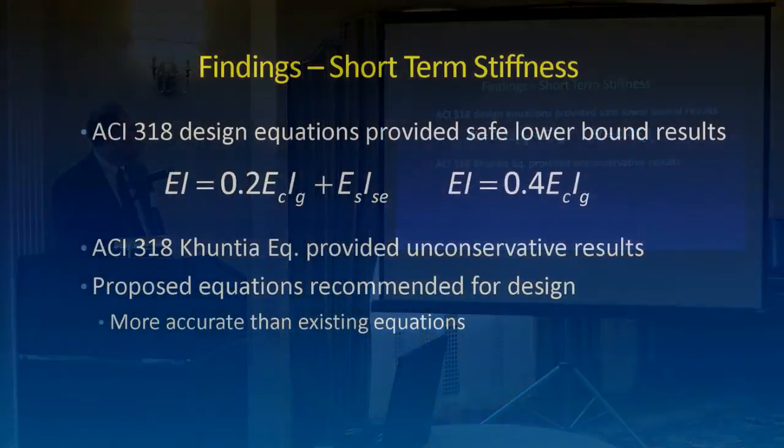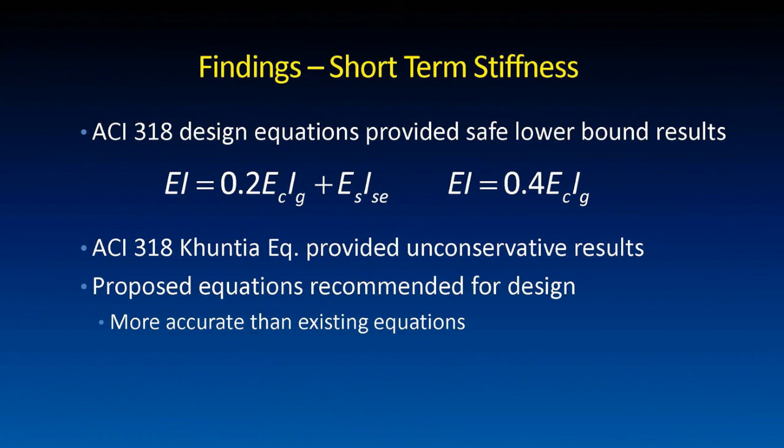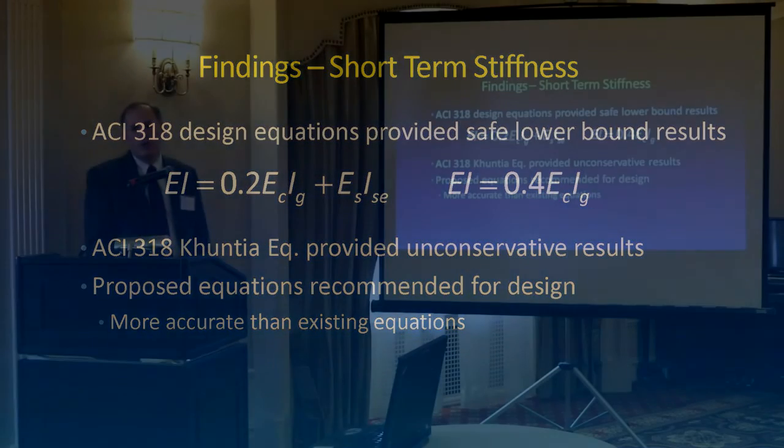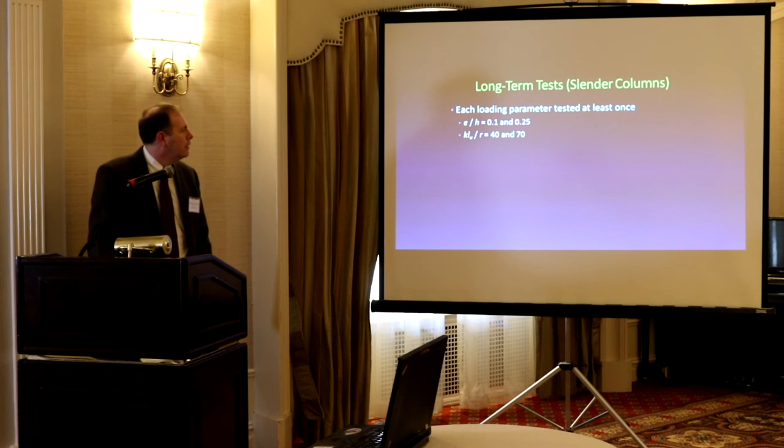they do provide safe lower bounds. The code equation, I think, again, is unconservative. We're not that convinced with the use of that furthermore. The equations that we have are more accurate, and I think those are good to move forward with.